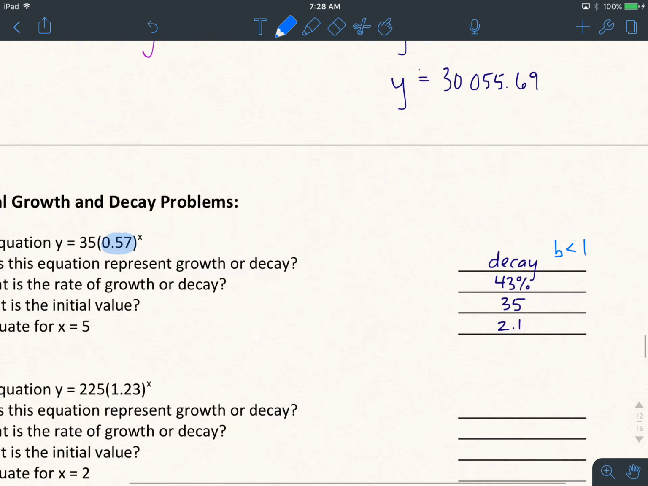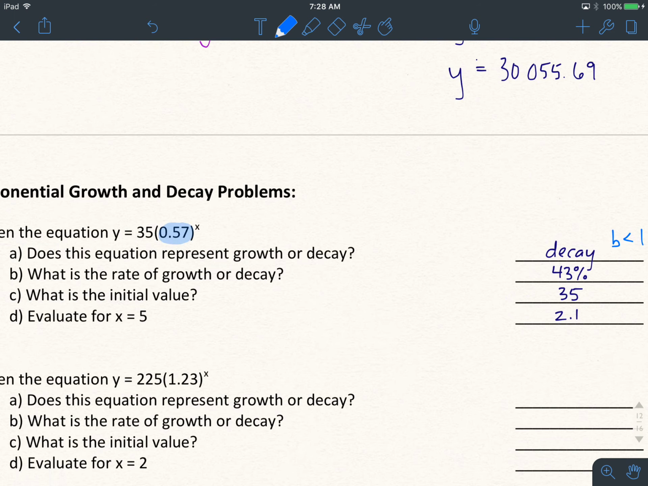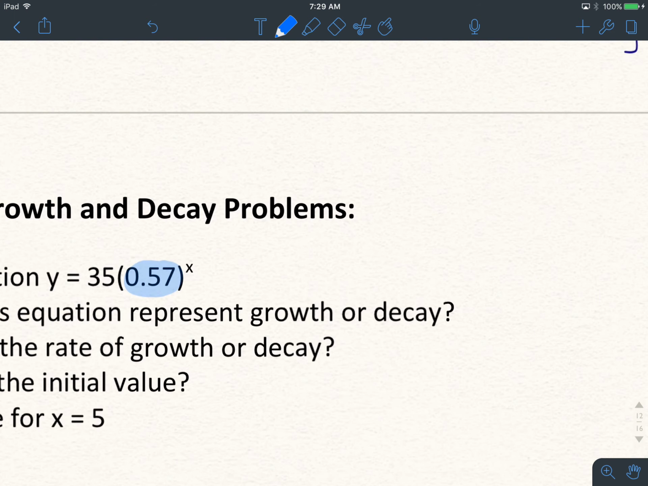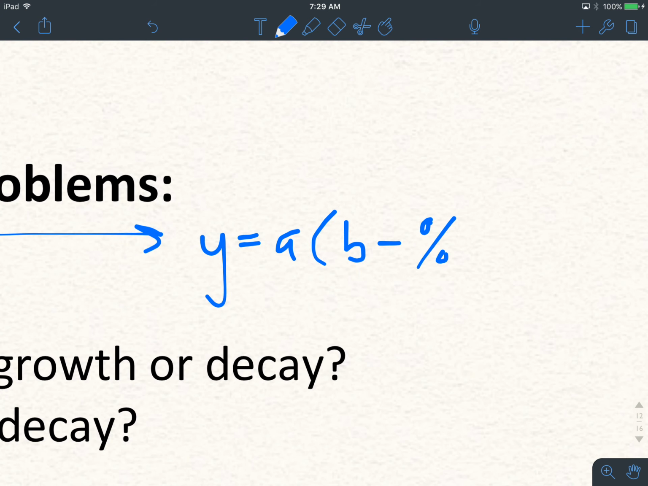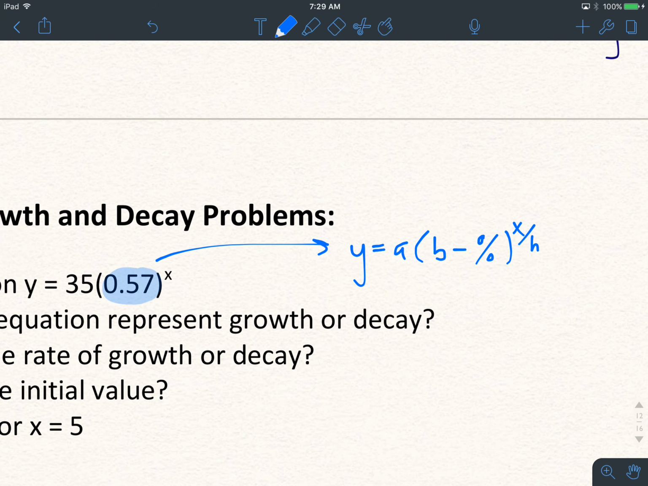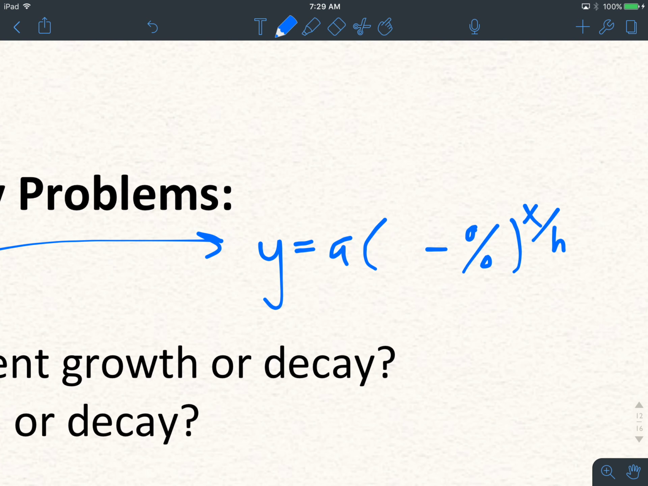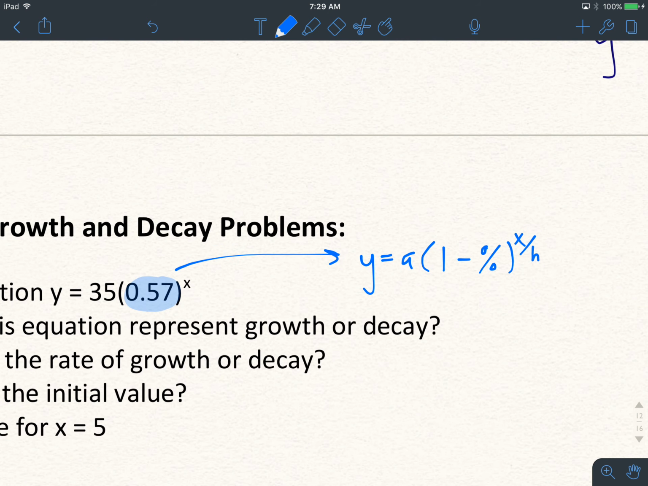Now this is the tricky part, is what is the rate of growth or decay? So I want you to recall that this particular equation started with y equals a times (1 minus the percentage, whatever it happened to be) to the exponent x over h. So that's where it started. We subtracted something from 1 to get to 0.57. So what was that value going to be?